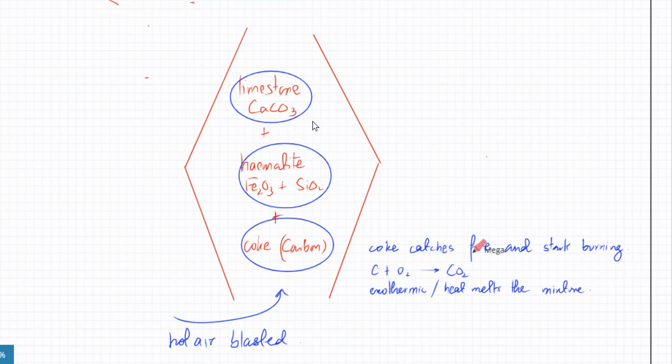Then the same carbon dioxide that is produced, as it rises, meets even more coke. Remember, there's too much coke added, which is a type of coal, and the carbon dioxide gets reduced to carbon monoxide. So eventually you get carbon monoxide because there's not enough oxygen or air being blasted from the bottom. And then the iron, or hematite basically, gets reduced.